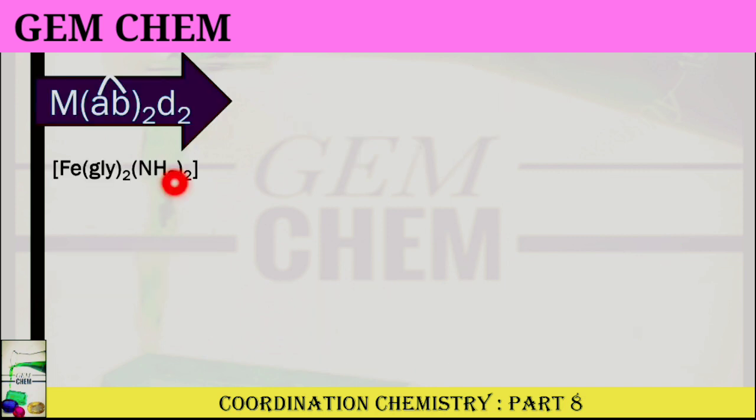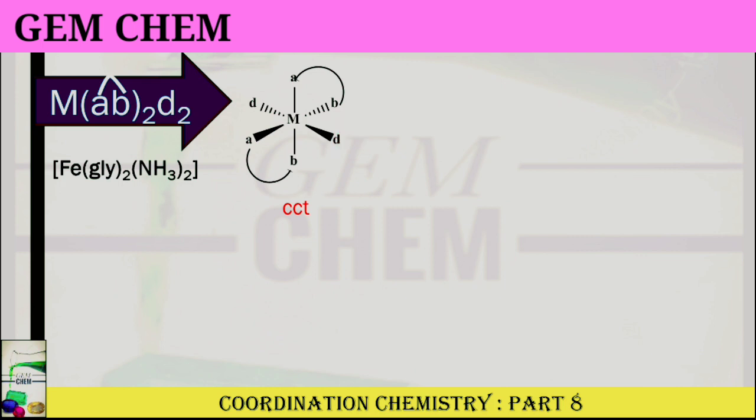Now the next one is M(AB)2D2. Take the three components A, B and D. First we are going to keep cis for AB, and for D we will take it trans. So our first one will be this one. So A is cis to A, B is cis to B, whereas the two Ds are trans.